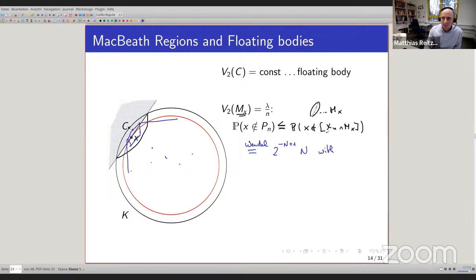And n is the number of points in this Macbeth region. Clearly, this number of points is random, so that's binomially distributed. I start with n points, and I look at how many points are in this Macbeth region. Now, the volume of the Macbeth region is something which I fix, just to make things simpler. So the volume of this is lambda divided by n, and this is a perfect choice for what I'm going to tell you. So this is a random number, and therefore I have to take the expectation of this.